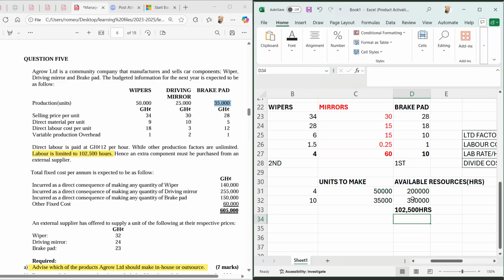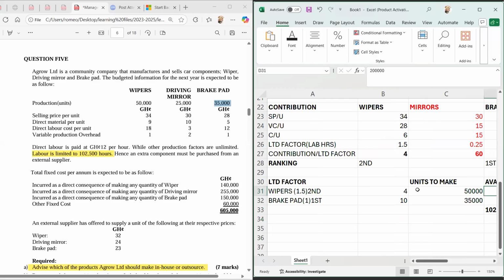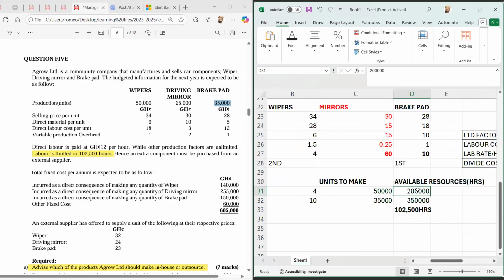You're going to get 550,000. You see that it's more than this one. No, I just want to show you something. Yes, it will be more than it. So that's why we normally rank. This is where your question also comes in. You see, we are dealing with these available resources. It shouldn't exceed these resources.